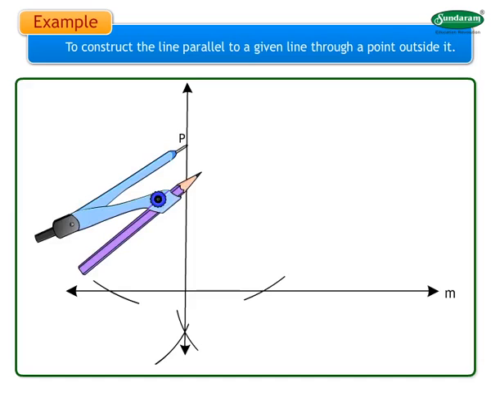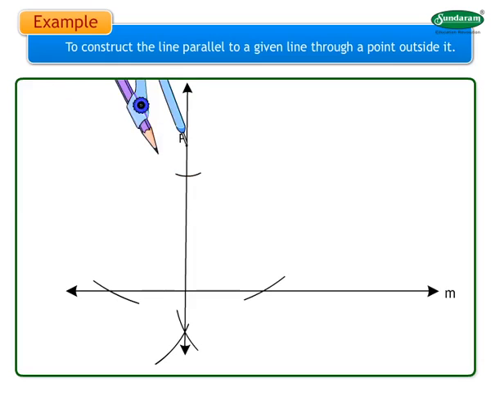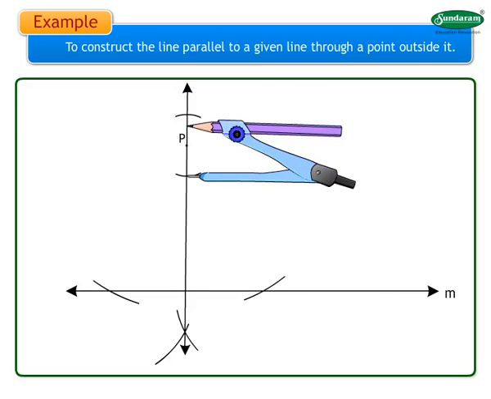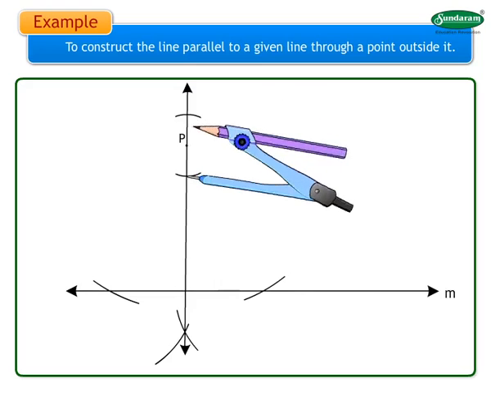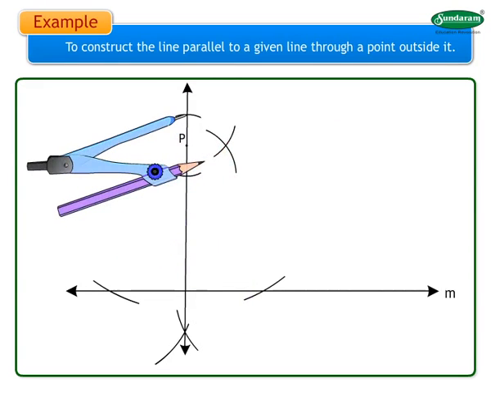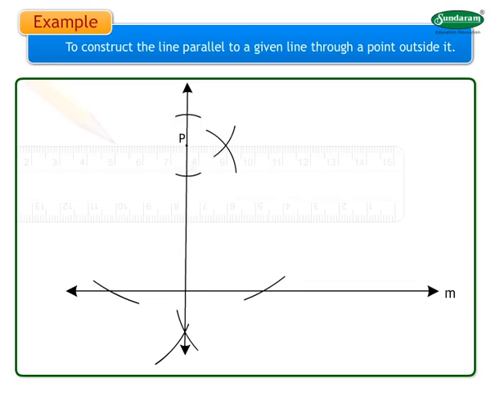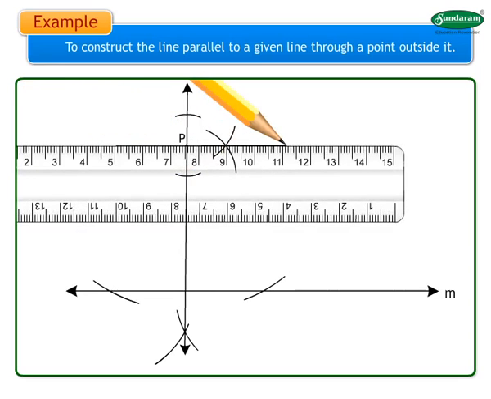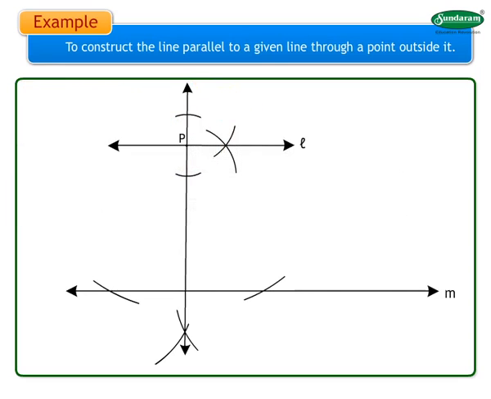Now keep the point of compass on point P. Draw two arcs above and below the point P on the line as shown. Take more than half the measure of these arcs and draw two intersecting arcs on both the sides of the point P. Now draw a line passing through point P and these intersecting arcs. This will be the line L parallel to the given line M.